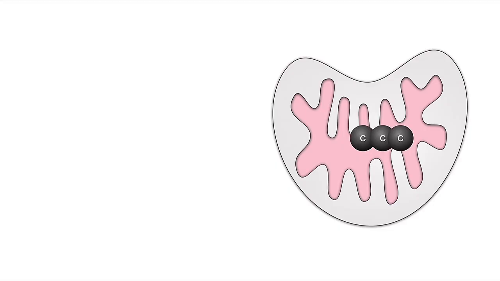Inside the matrix, electrons are transferred to NAD+, forming another NADH. Here, the 3-carbon fragment attaches to coenzyme A, and 1 carbon is released as carbon dioxide, which forms acetyl-CoA. To recap, in this reaction, in goes pyruvate, coenzyme A, and NAD+. Out goes acetyl-CoA, CO2, and NADH.